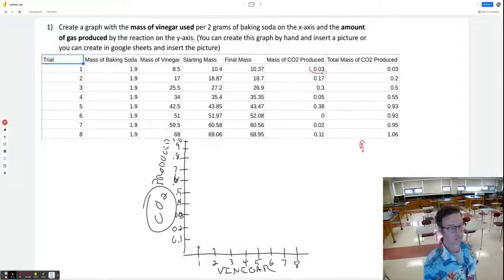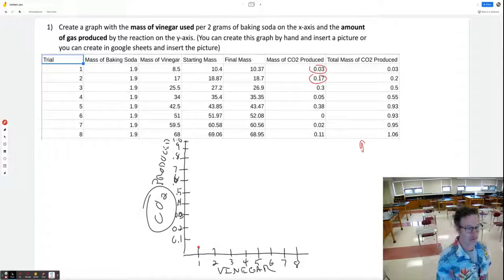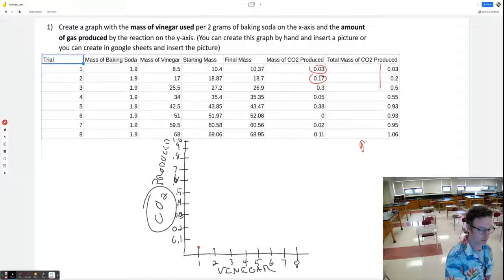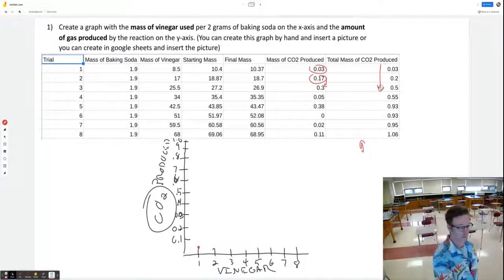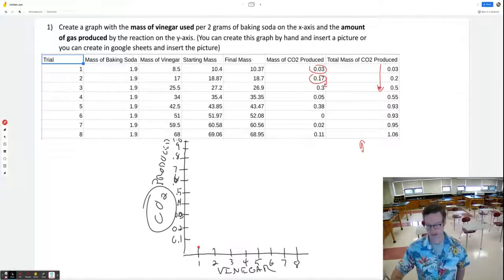It's taking the amount in each trial and adding it to all the trials before it. So you can see this number goes up each time, and it goes up by adding these numbers together. Okay, so this is the total of all the trials put together each time.